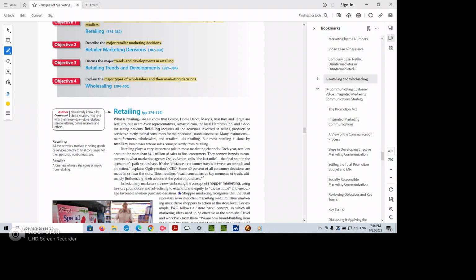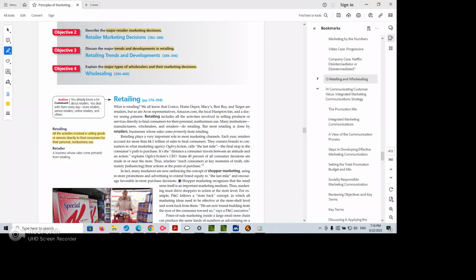So, the definition of terms. Retailing: all the activities involved in selling goods or services directly to the consumer for personal or non-business use. Well, it is for business use if it's selling to the consumer, but the amount that's normally sold is different, and the source where it gets its supply is different.